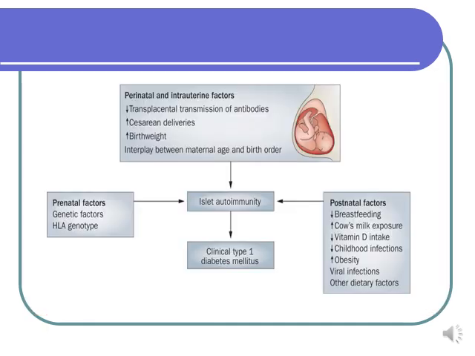So in this slide also we can see what the important factors are. That is perinatal and intrauterine factors, prenatal factors which can cause the islet autoimmunity, which leads to clinical type 1 diabetes. Postnatal factors like decreased breastfeeding, increased cow's milk exposure, decrease in vitamin D intake, increased childhood infections, increased obesity, viral infections can all lead to clinical manifestation of type 1 diabetes. Prenatal factors, genetic and HLA genotype also can lead to islet autoimmunity. So these are some important points that we have to remember in case of islet autoimmunity in clinical type 1 diabetes mellitus.